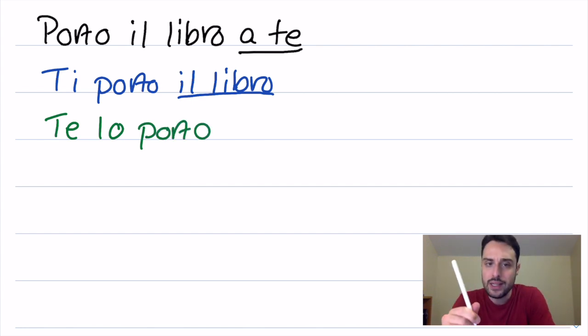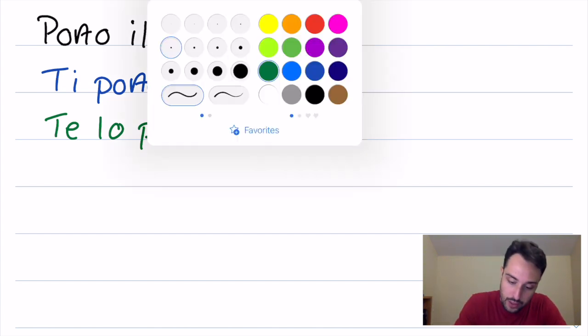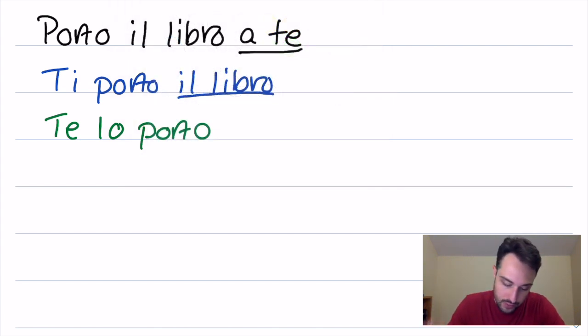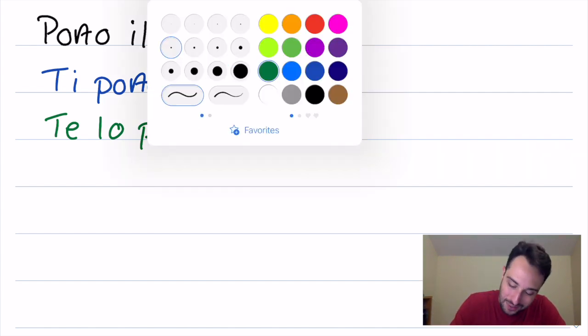Now, why did ti turn into te? That's because when we're dealing with our double object pronouns, which I don't want to write all of them out just yet, I just want to explain this first. Usually, the pronouns that end in an i turn into the letter e. So, now let me show you.